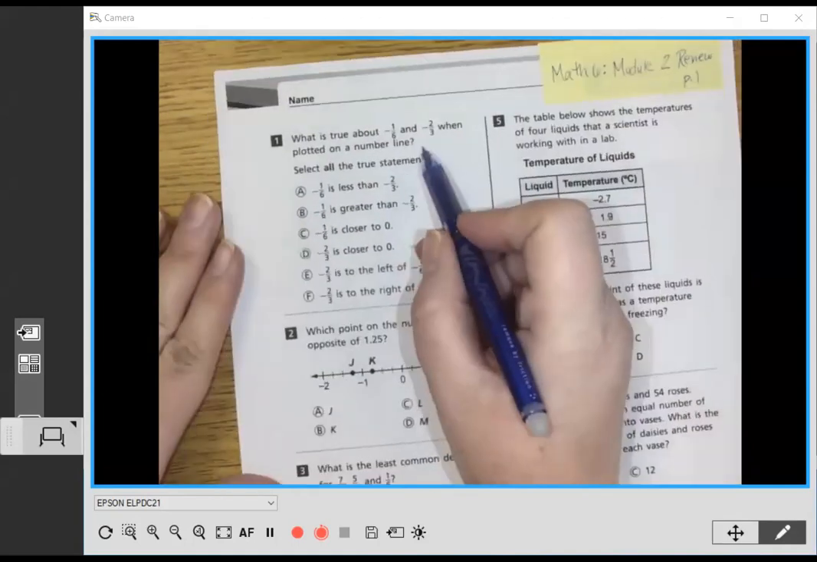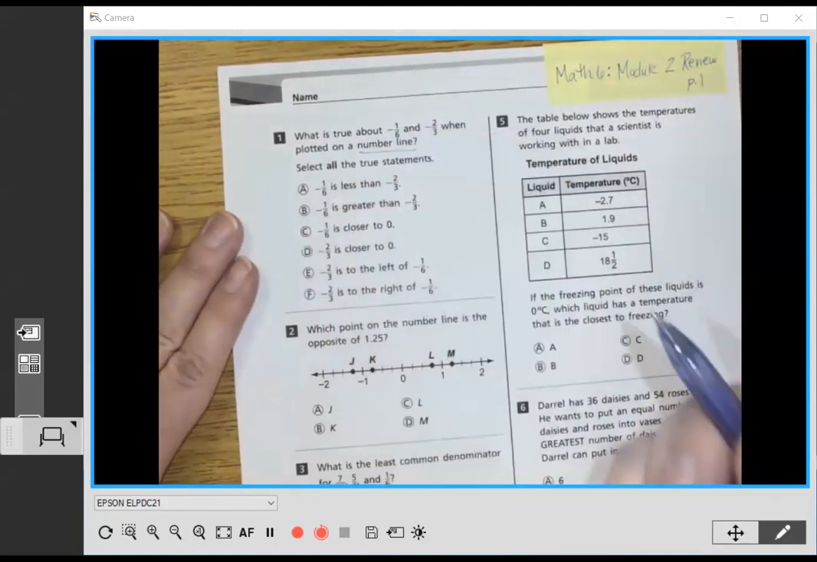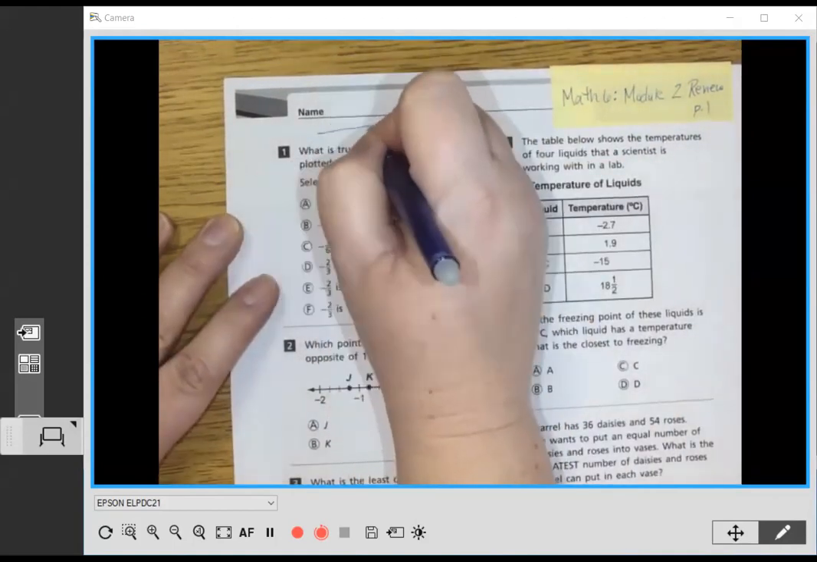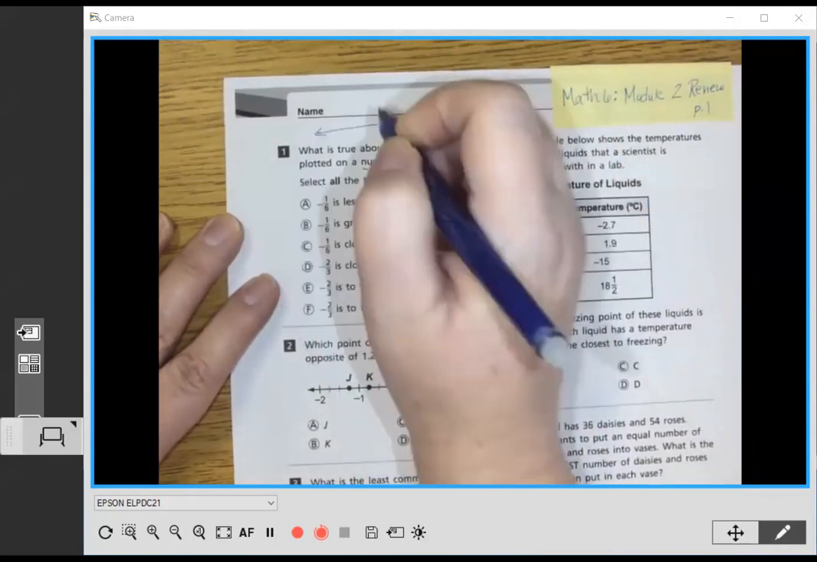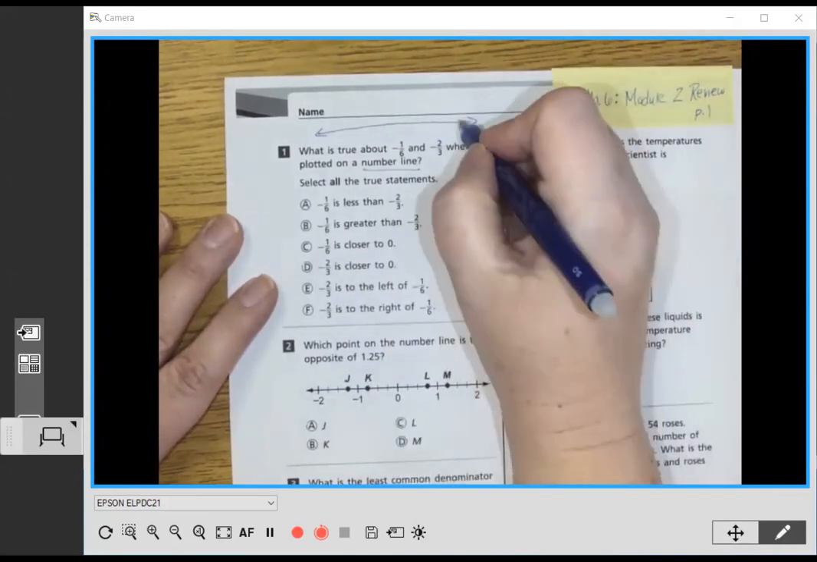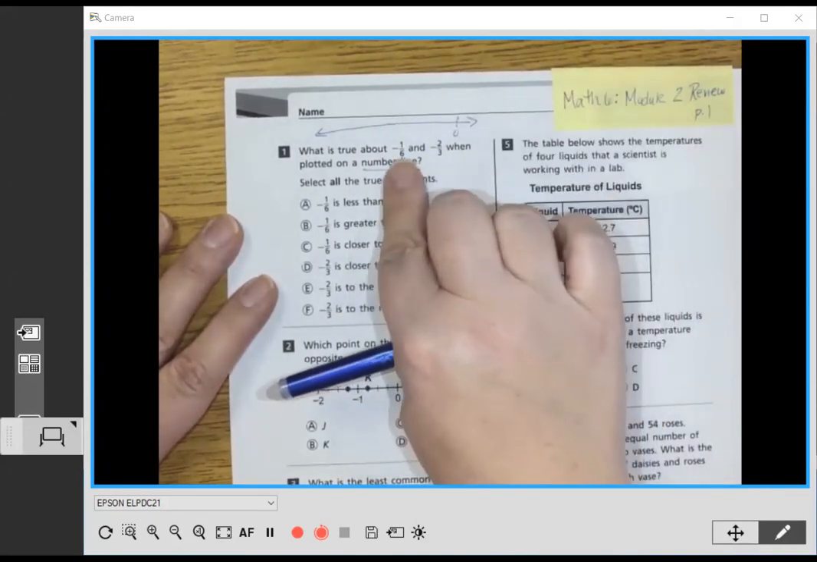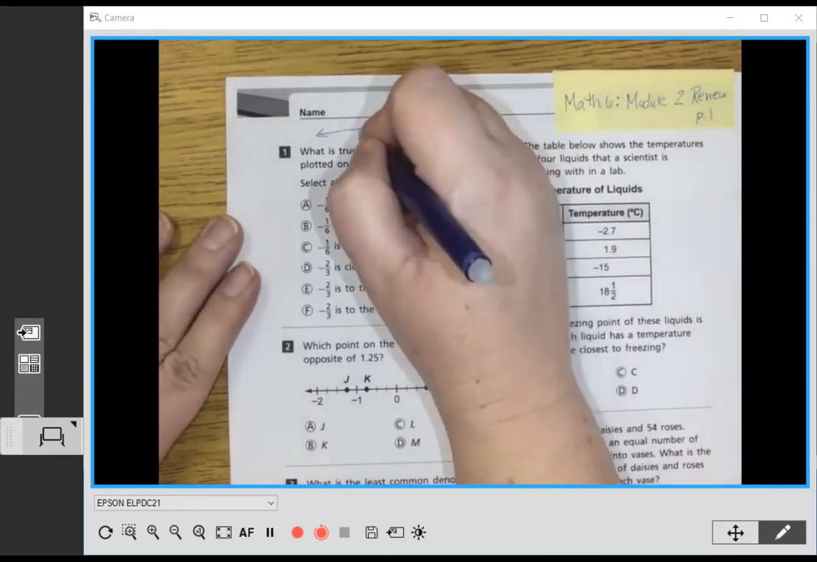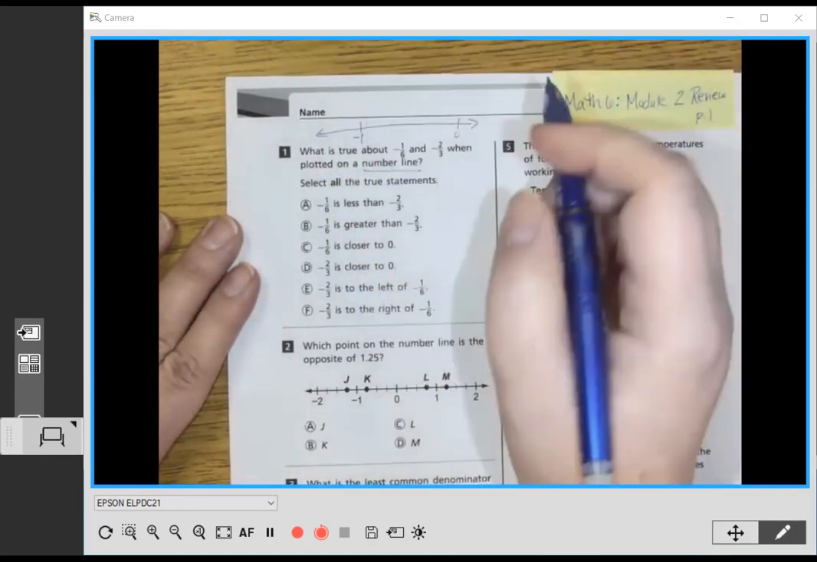So first of all, when we see the word number line, we want to have a visual aid to help us to do our best on this question. So I'm going to go ahead and make a number line. And I see that my numbers are both negative and they're both between 0 and negative 1. So I'm going to put 0 on the far right, negative 1 on the far left.